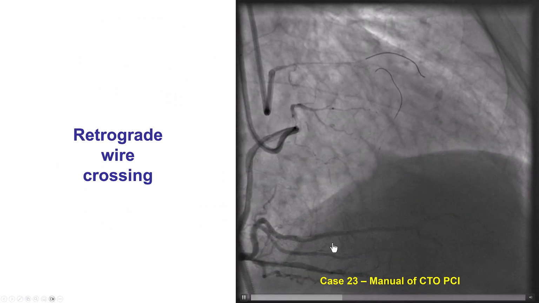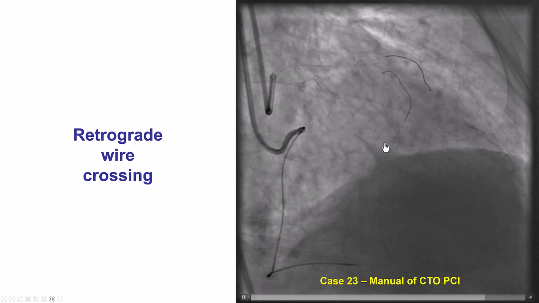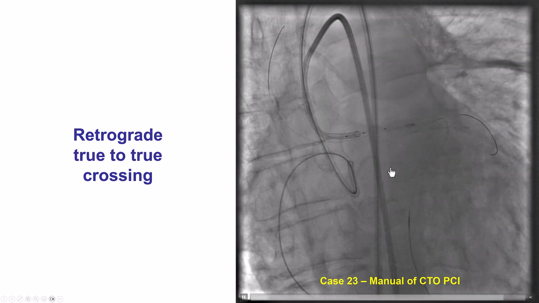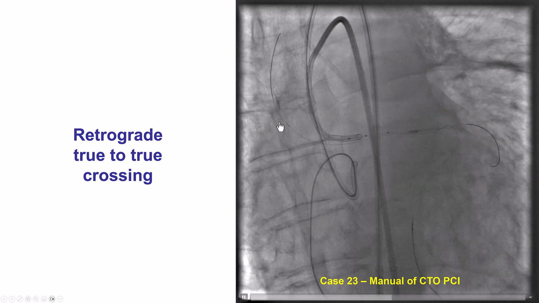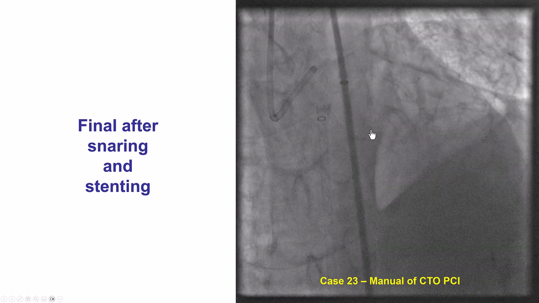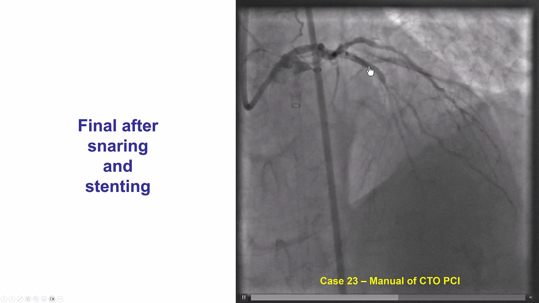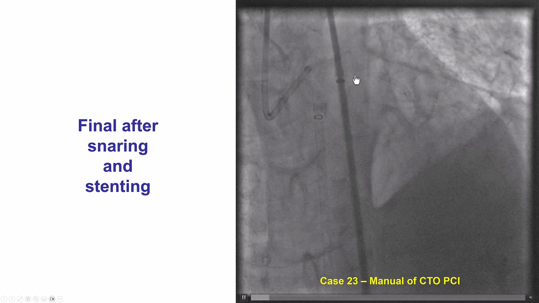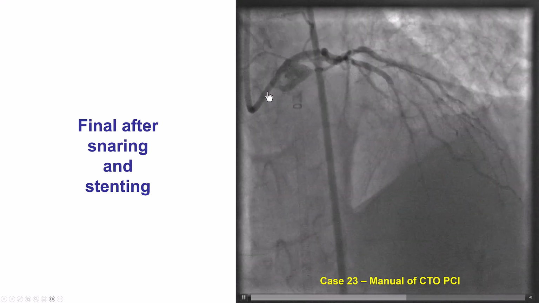This is an example. We have an LAD CTO. We went retrograde through a septal from the right coronary artery, but we cannot advance the retrograde microcatheter all the way through. However, we were able to advance the retrograde wire because it was a short occlusion into the distal true lumen. And then we were able to snare the wire and then do successfully stenting. So sometimes for short occlusion, you can just cross from distal true to proximal true lumen with the retrograde guide wire.